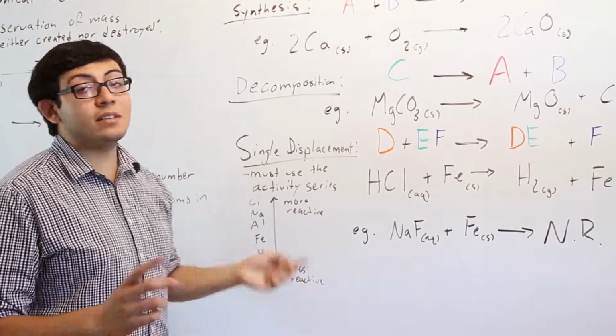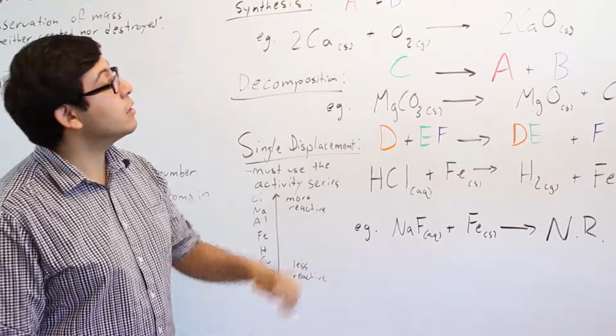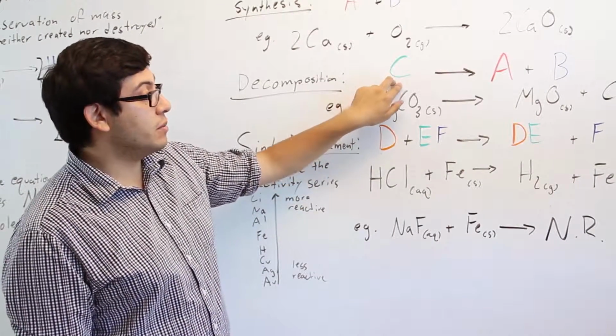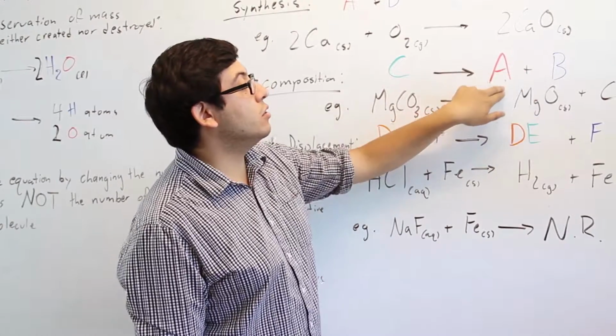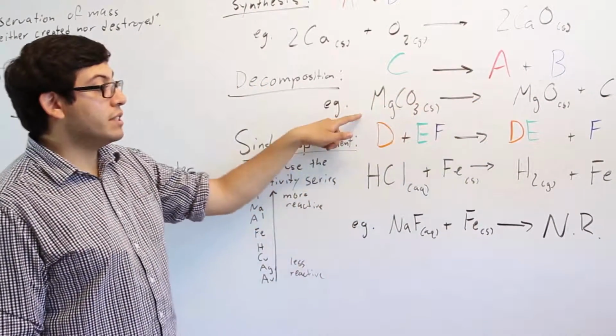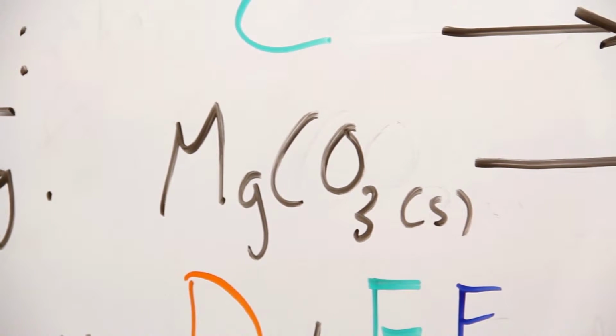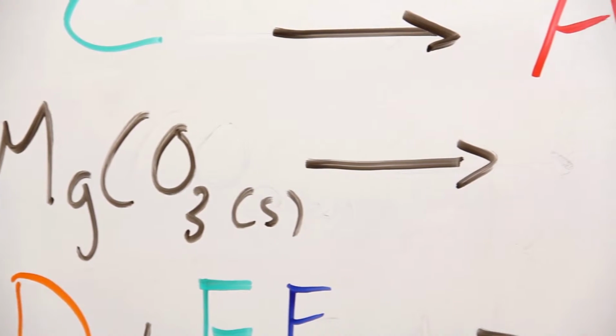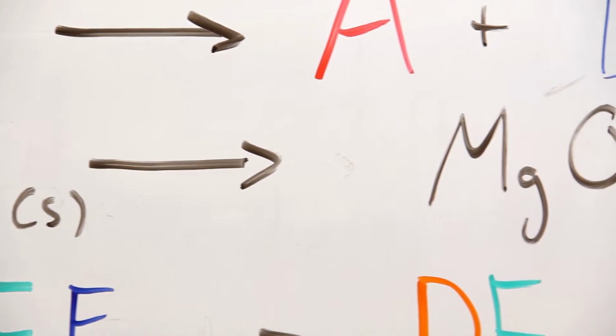Decomposition reactions can be seen as the opposite of synthesis reactions. So you have 1 starting material that breaks down into 2 products. So in our case, C breaking down into A and B. So an example of this would be magnesium carbonate, which is a solid, breaking down into magnesium oxide and carbon dioxide gas.